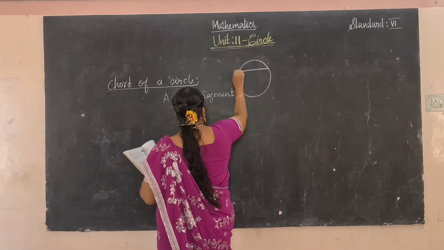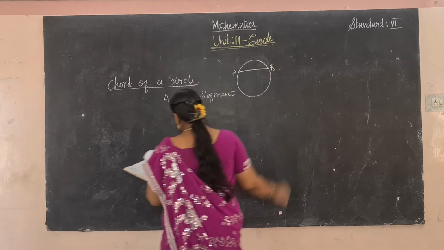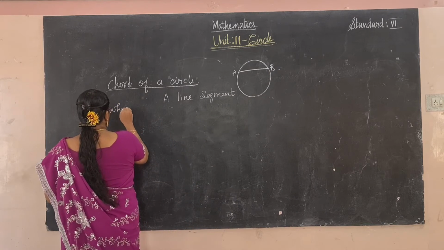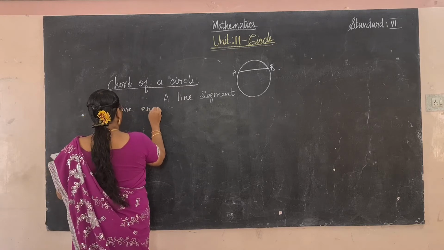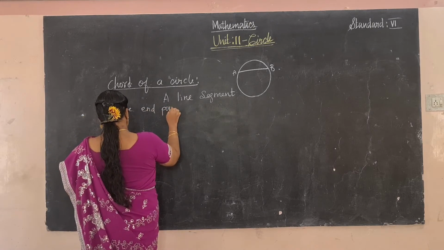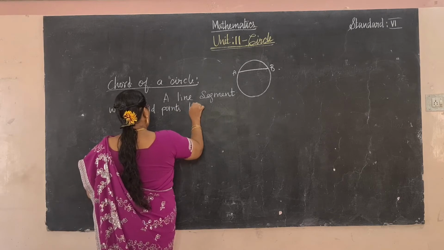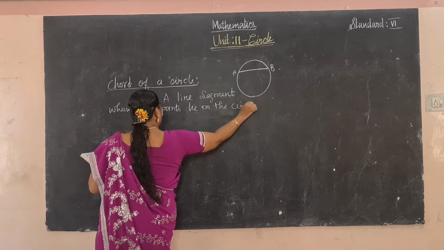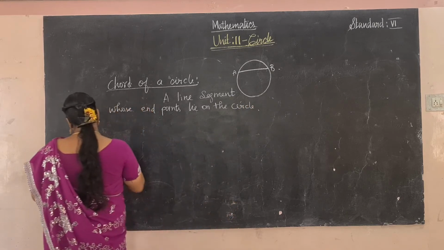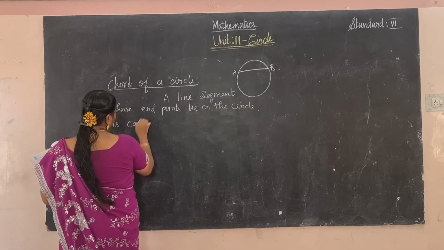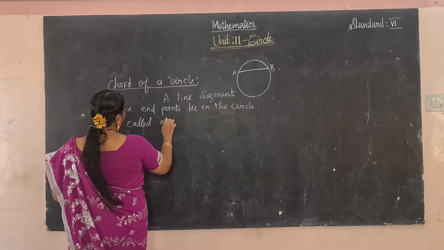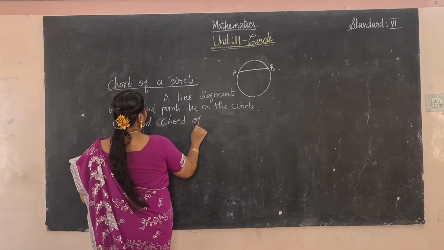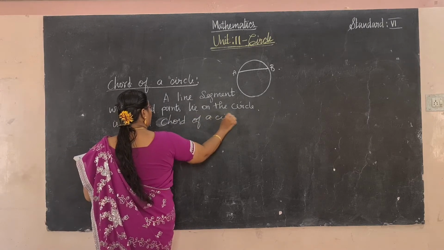So we consider the line segment AB, a line segment whose end points lie on the circle. It is called a chord of a circle.